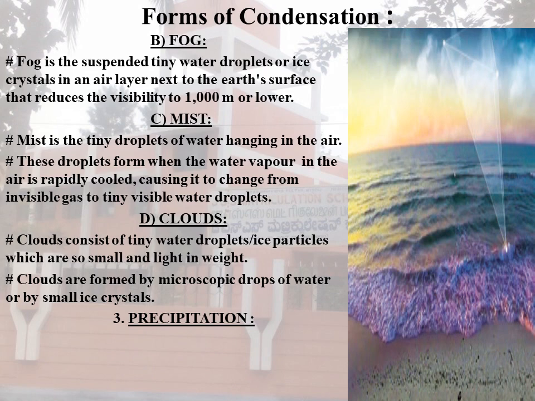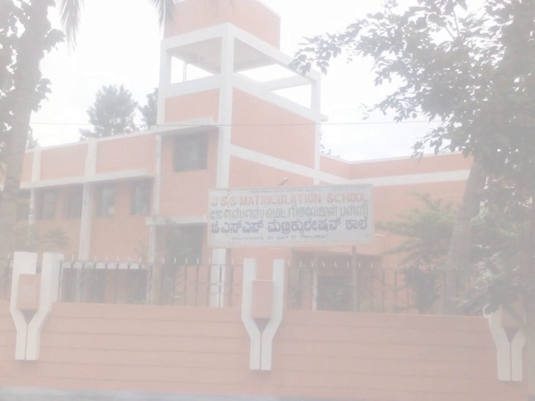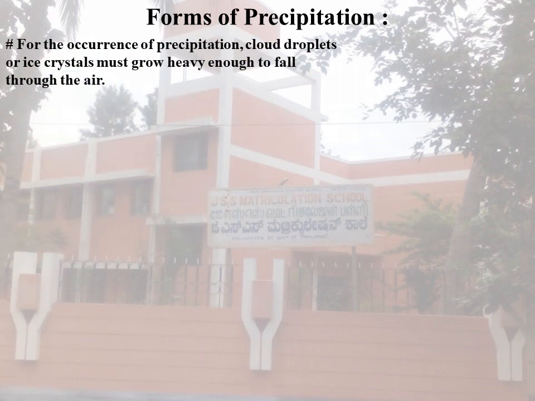So what is the meaning of that? Precipitation refers to all forms of water that fall from the clouds and reach the earth surface. For the occurrence of precipitation, cloud droplets or ice crystals must grow heavy enough to fall through the air. When the droplets grow large in size, they tend to fall. While moving down, by collecting some droplets, they become heavy enough to fall out of the clouds as raindrops.